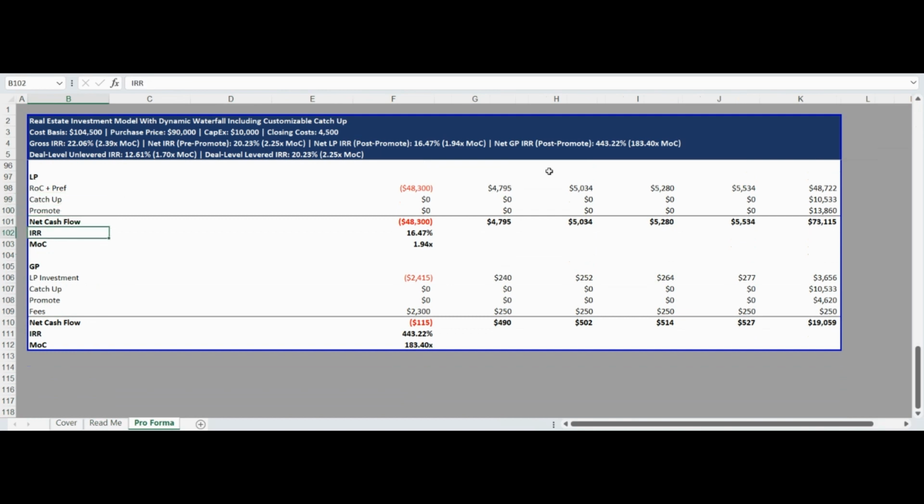The pro rata cash flow allocations are consolidated into the limited partner and general partner cash flow, internal rate of return, and multiple of capital. The limited partner returns are broken down into the return of capital, preferred return, catch-up, and promote. The general partner returns are broken down in a similar fashion but also include fee income.